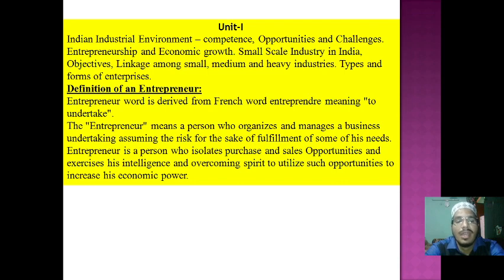What is an entrepreneur? Entrepreneur is a word that comes from French. It means to undertake. Entrepreneur means to undertake any work. If I am an entrepreneur, I will undertake the work from others, and I will make a challenge and opportunity to do the work. So an entrepreneur is a person who organizes and manages a business undertaking, assuming the risks for the sake of fulfilling some of his needs.